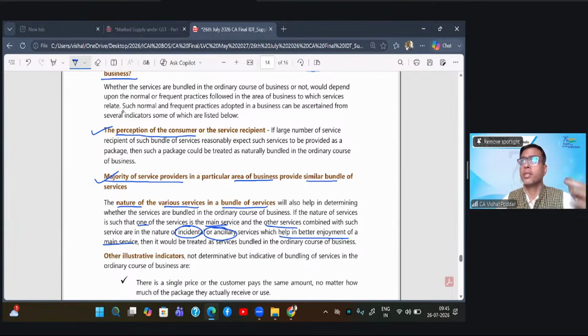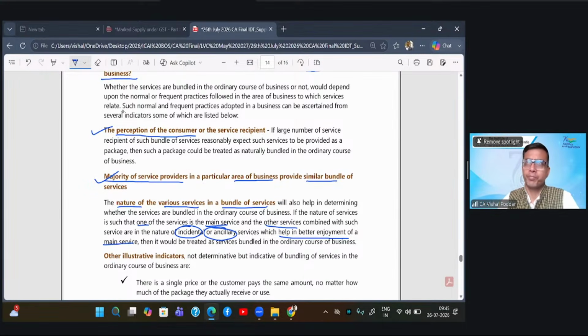That is, they are helping in better enjoyment of the main. Correct? Like for example, you are traveling by Rajdhani. So in Rajdhani, you are given food, you are given water bottles. In maybe premium class, you'll be given the wet towels, etc. So these are what? Complementary items. They are done for better enjoyment of the main service.